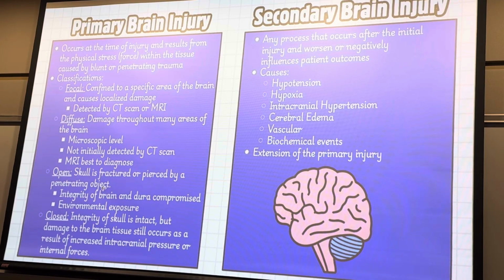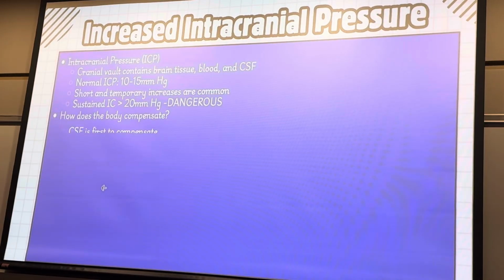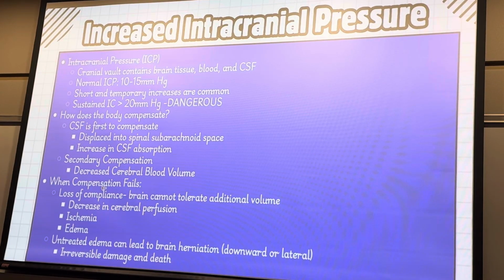Now the next few slides are going to be results of a primary brain injury. Things that we're typically going to see are things that can result from a primary brain injury and things that can lead to a secondary brain injury as well. First things first, increased intracranial pressure. Remember that skull is a closed source.